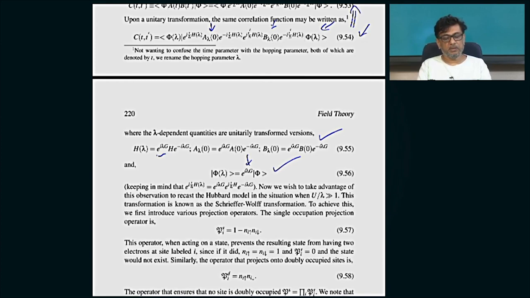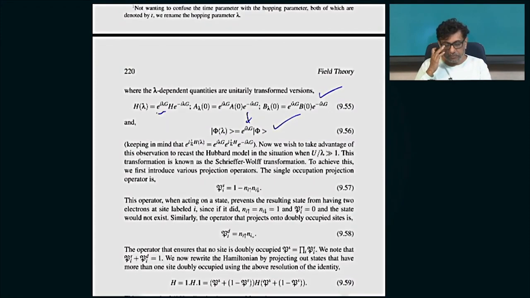So, I want to write down a unitary transformation so that in some sense that large U comes in the denominator rather than the numerator. Okay, so how do I achieve all that? To do that I am going to first introduce something called the projection operator. This projection operator is defined like this. It is the single occupancy projection operator. What it says is that if you act it on any state, it just destroys all the doubly occupied states.